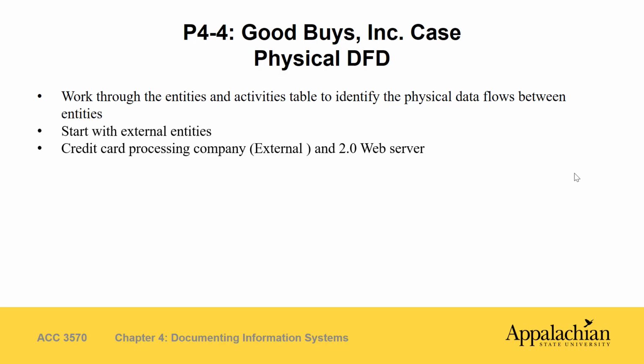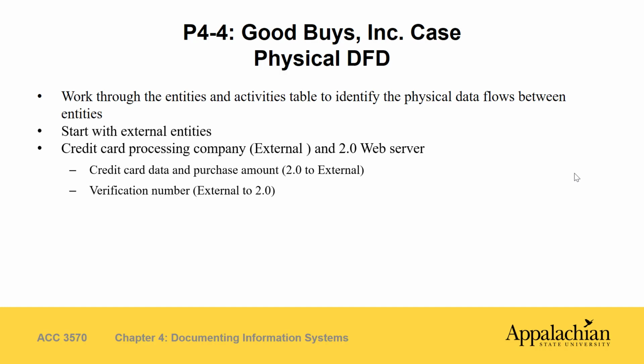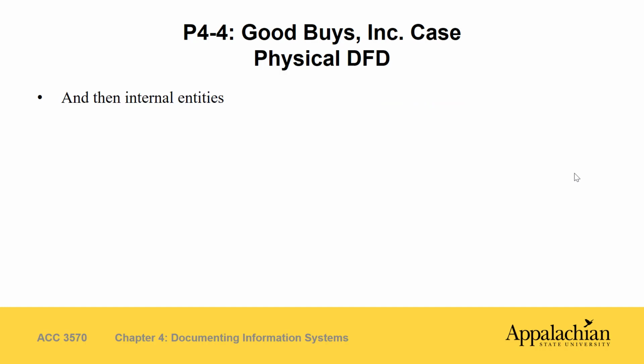So you've got credit card processing company, which is external to your web server, credit card data and purchase amount from 2.0, the web server, to the external credit card processing company. Then your verification number that comes back from your credit card company, that's external to 2.0. Warehouse to 3.0 ERP, picking ticket and packing slip. And that's just a typo, that should be 3.0.